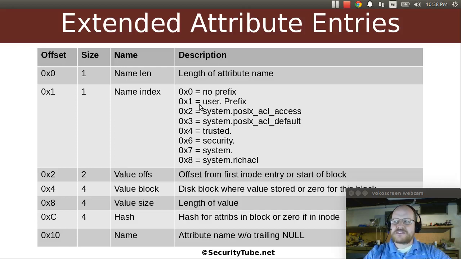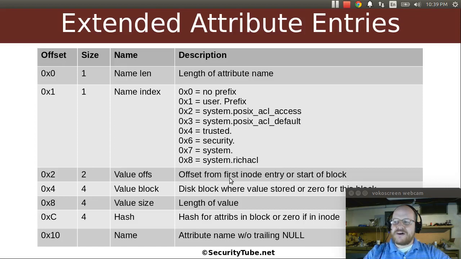That user prefix that I mentioned earlier is 1. 2 means that you're using an ACL access list. 3 is another ACL access, in this case ACL default. 4 is trusted, 6 is security, 7 is system, and 8 is system rich ACL, which is not commonly used, but depending on the system it might be used.